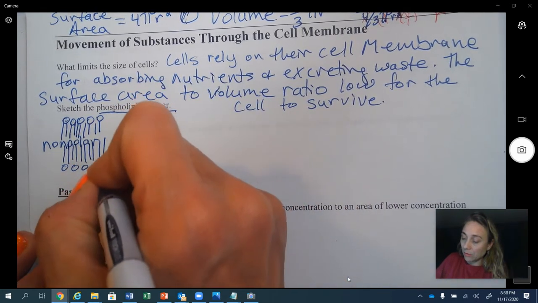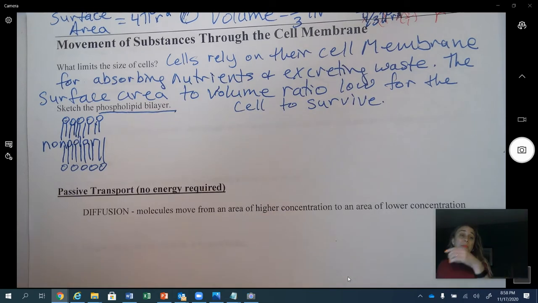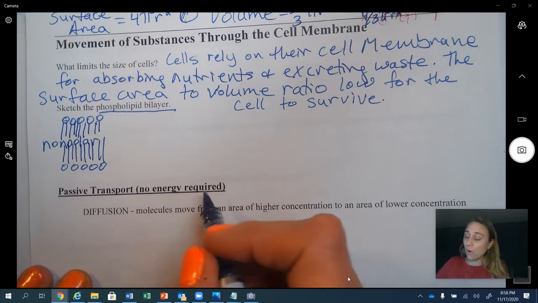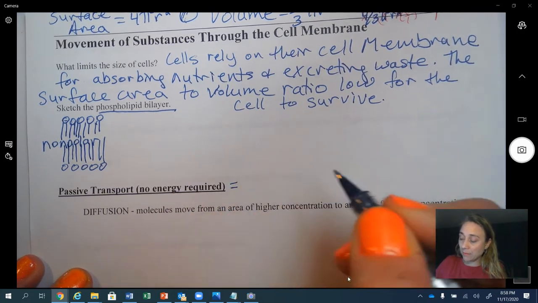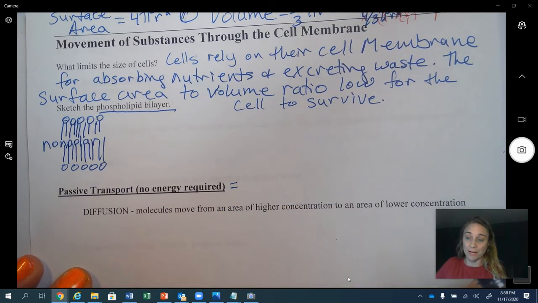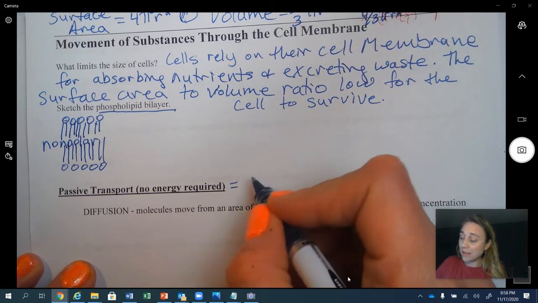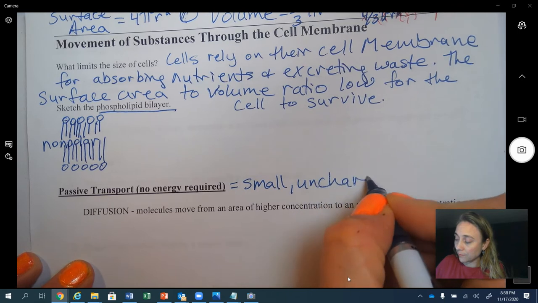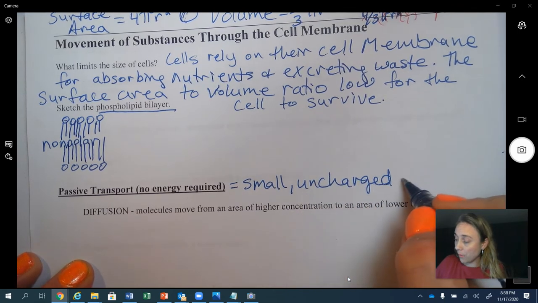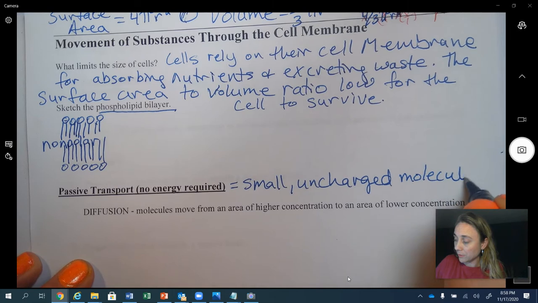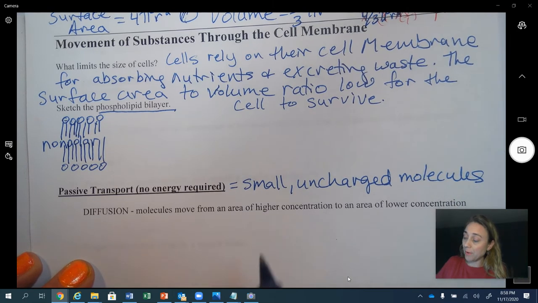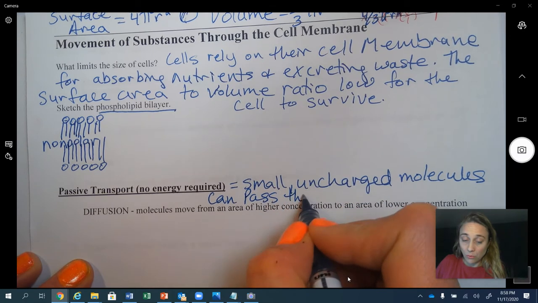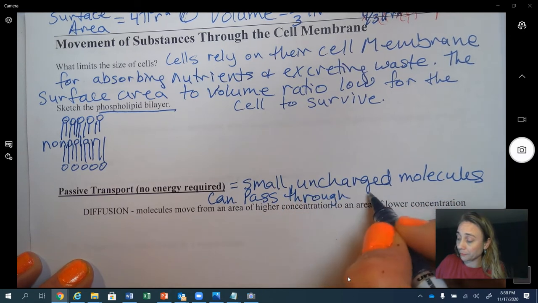And some things can wander. Okay, things can wander by themselves, maybe passively, and we're going to talk about passive transport where no energy is required, if they are small, uncharged molecules or particles, or atoms, molecules. They can pass through the membrane. That really limits what can pass through on their own.